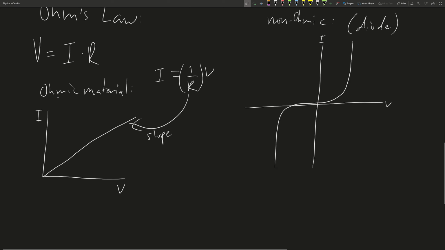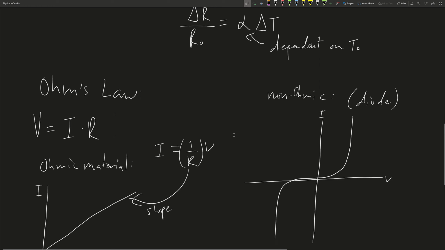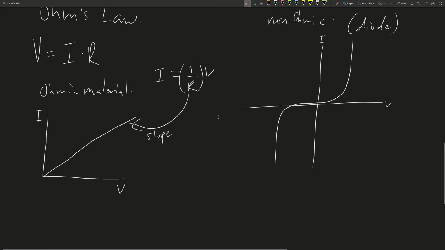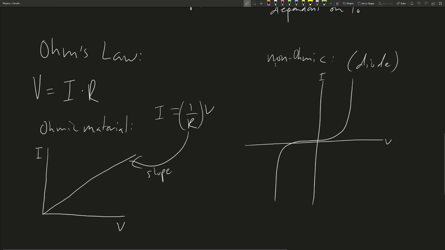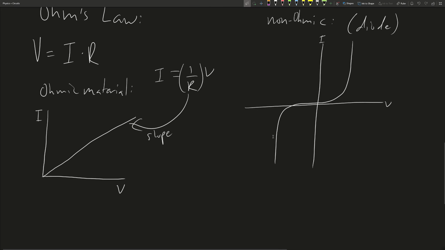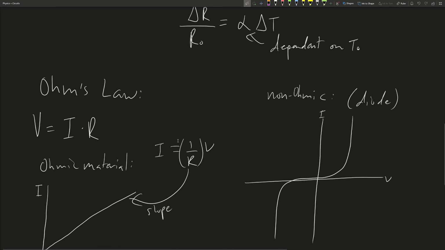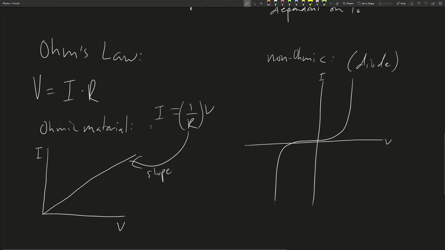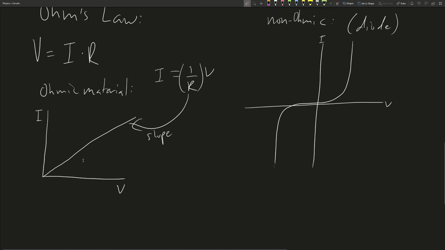But if you have an ohmic material, such as normal resistors or wires or standard materials, usually if there aren't semiconductors, so for normal conductors or resistors, they'll follow Ohm's law, and so the graph of voltage and current will be a straight line.